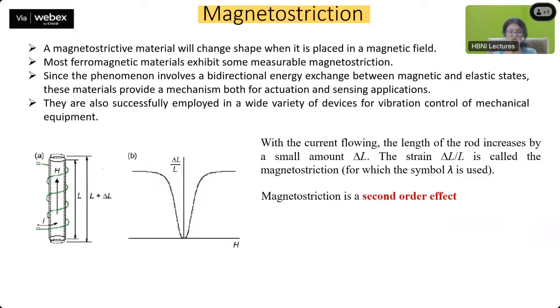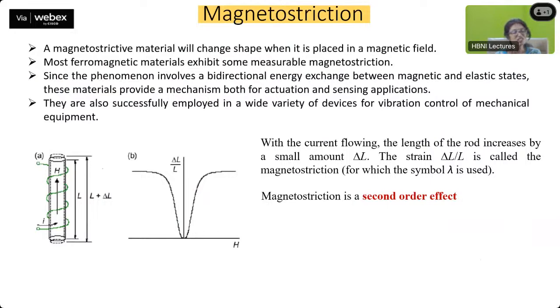What is magnetostriction? As the name suggests, this material is going to change shape when it is placed in a magnetic field. This phenomenon involves a bidirectional energy exchange between magnetic and elastic states, and these materials provide a mechanism both for actuation and sensing applications. So magnetostrictive materials are used as actuators and also as sensors.